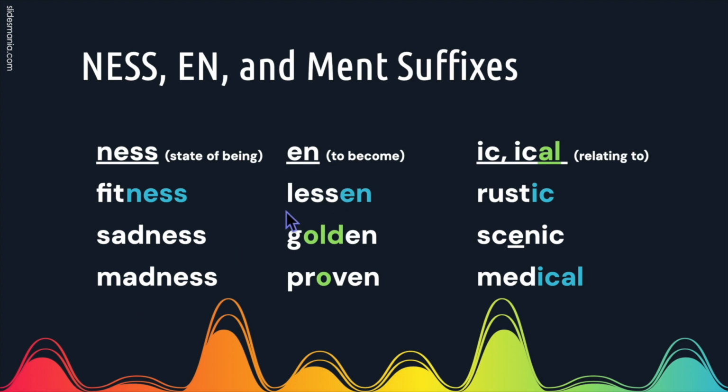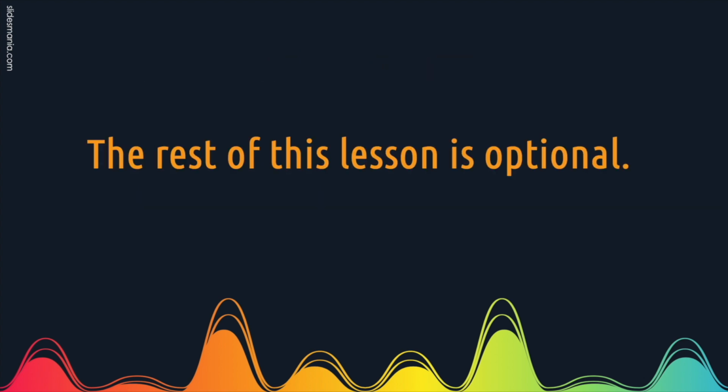En means to become, so to lessen means to become less. OLD at the end of a root word has a long O sound. So golden means to become gold. This O has the sound of oo, proven. Ic and ical mean relating to. So here we have rustic, scenic, medical. I'd like to point out that English words basically do not end in the letter C unless they end in this suffix. Now, the rest of this lesson is optional because it might be difficult for younger students.